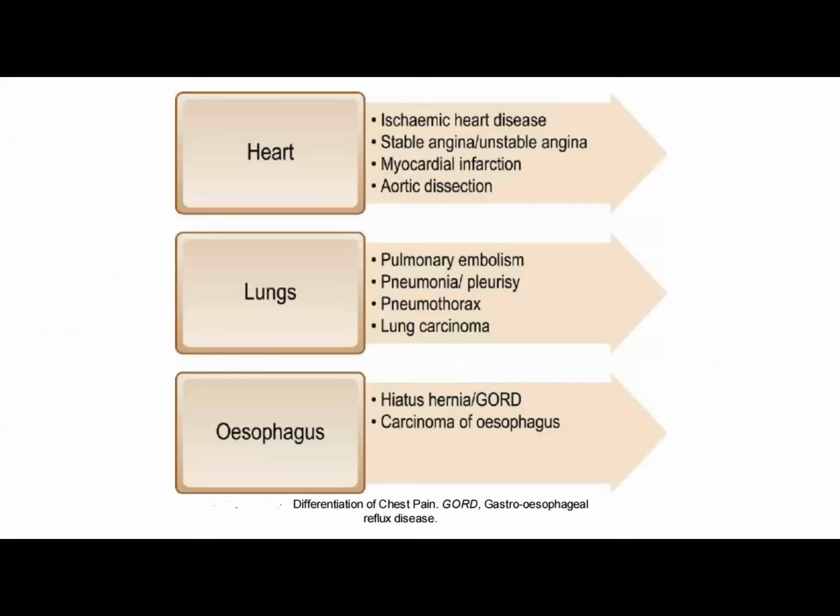So here we have a differentiation of the chest pain. For the heart, you'll have to consider familiarizing with IHD or ischemic heart disease, stable angina or unstable angina, myocardial infarction, aortic dissection. For the lungs, pulmonary embolism, pneumonia or pleurisy, pneumothorax, and lung carcinoma. For the esophagus, we have hiatus hernia, gastroesophageal reflux disease or GERD, and carcinoma of the esophagus.